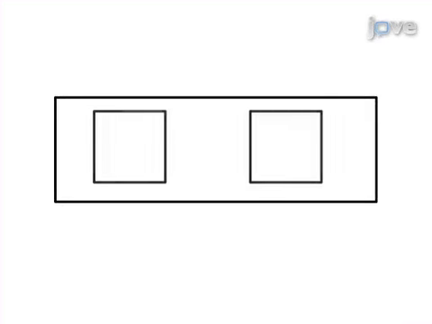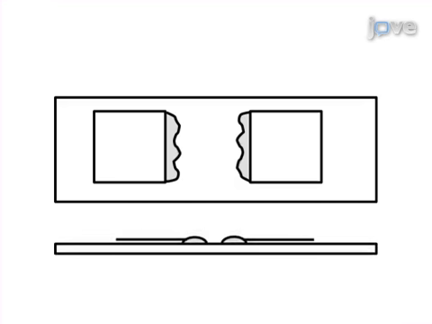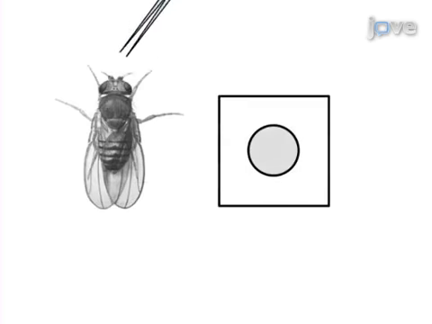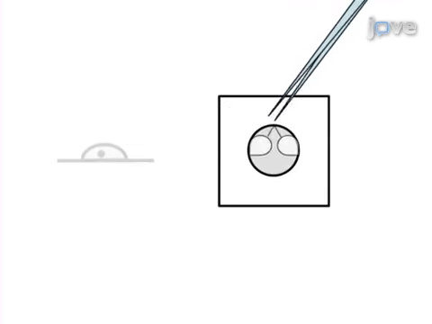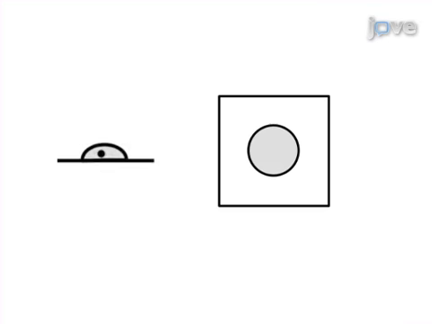First, prepare a viewing chamber by affixing two cover slips to a slide using silicone grease to form a channel. The sides of the channel are lined with halocarbon oil. Next, dissect the ovaries from a female into a drop of halocarbon oil on a cover slip.